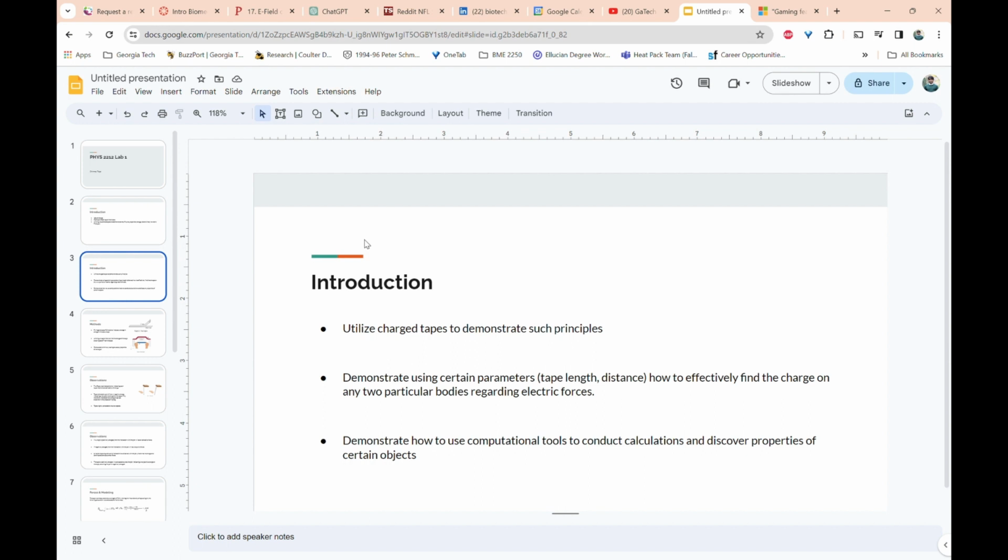A few other key aspects of the lab that are important to mention include the utilization of charged tapes to demonstrate those principles that I mentioned earlier. Likewise, I was able to demonstrate, using certain known parameters, tape length and distance, how to effectively find the charge on any two particular bodies. It also demonstrated how to use computational tools to conduct calculations and discover properties of other objects.